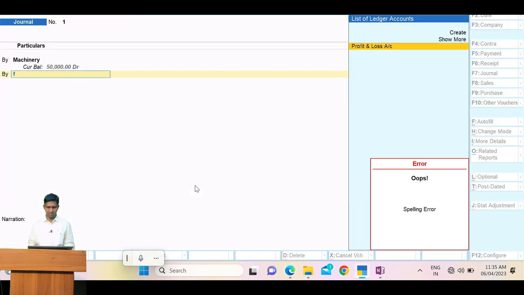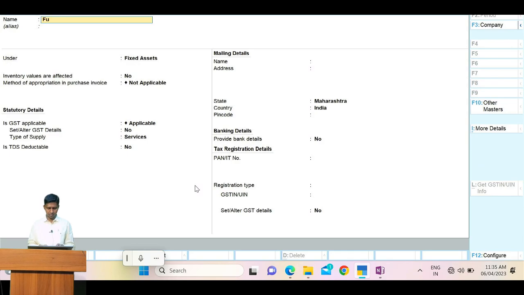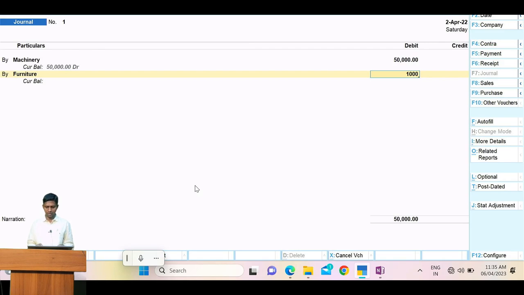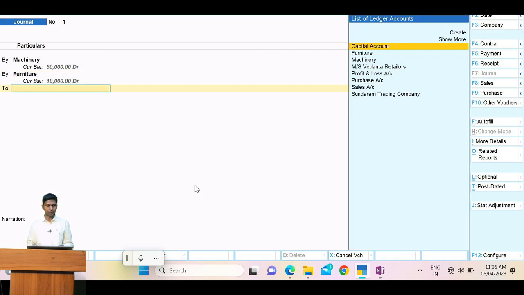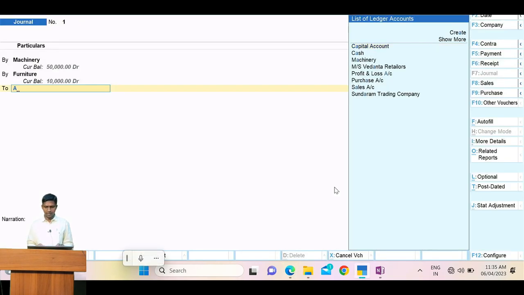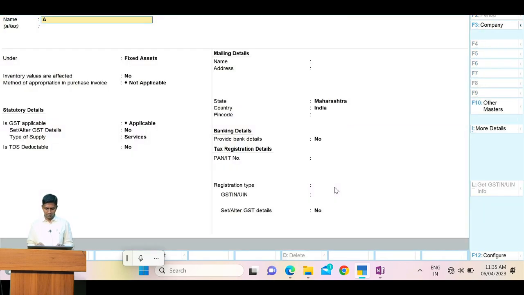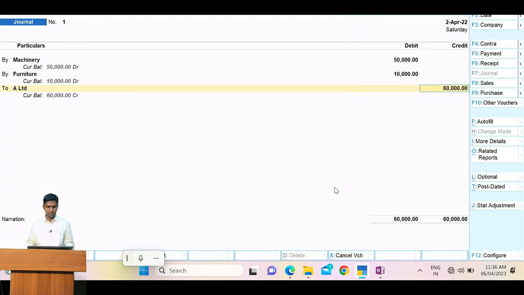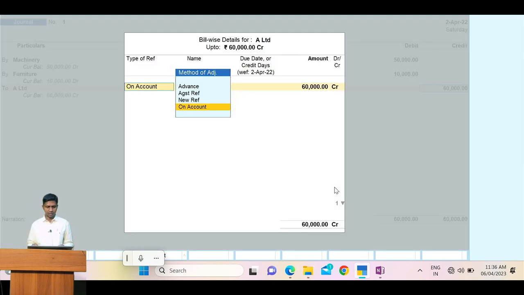Therefore say here furniture. Furniture is also not there as a ledger. If that ledger is not in the list, then create it. Other details no need to provide. And then for rupees 10,000 we have purchased furniture. Therefore say 10,000 rupees. And then finally, from whom? From A Limited. Let's say A Limited, but A Limited is also not in the list. Create A Limited. We have purchased, therefore sundry creditors. If we sell, sundry debtors. 60,000.